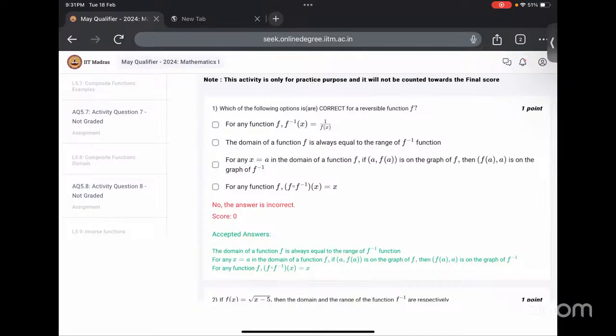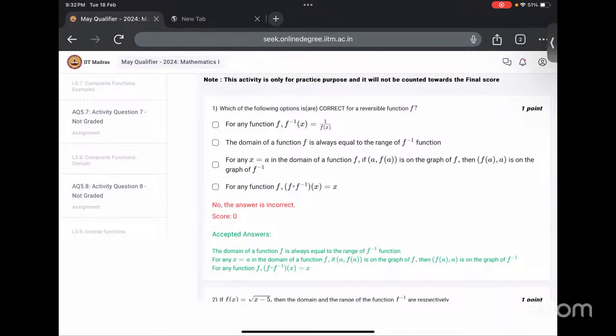Okay. So the first is incorrect, right? F inverse doesn't always mean 1 by f x, right? Just for example, x square. The inverse of x square is under root x, right? Yes. So the first option is clearly incorrect.